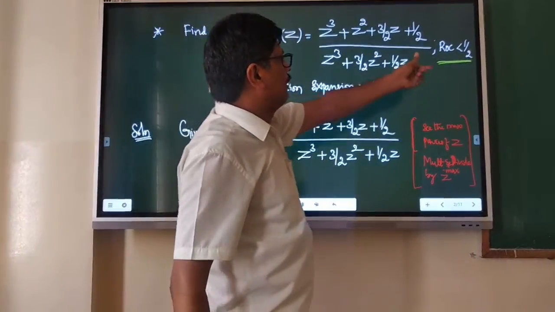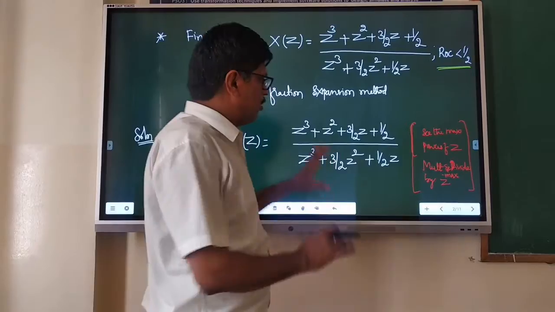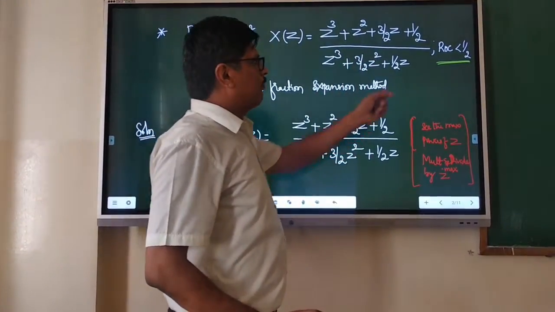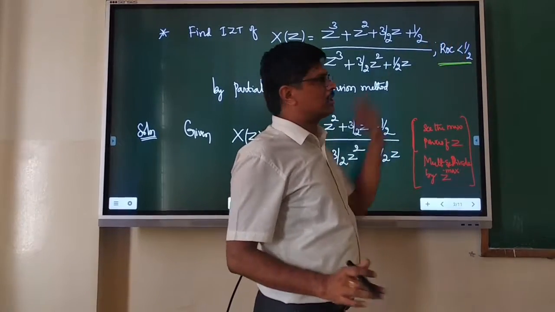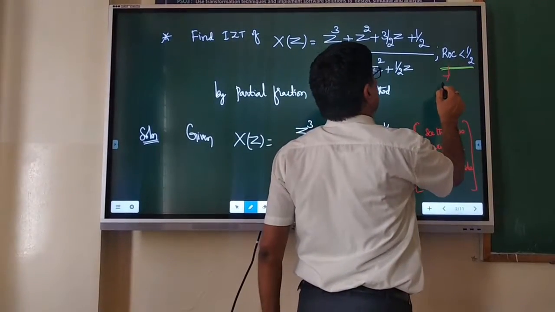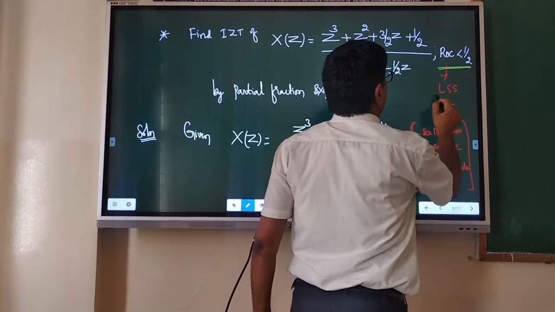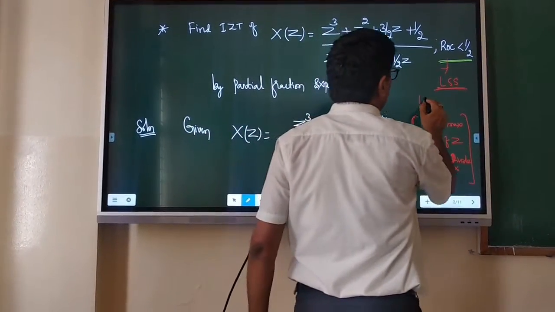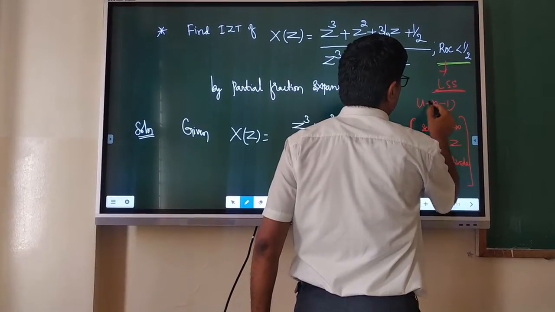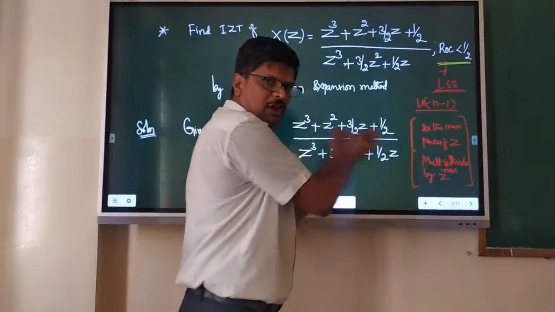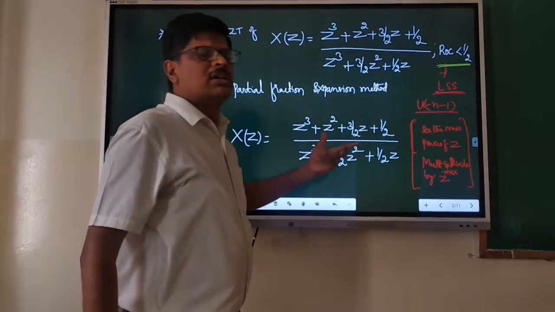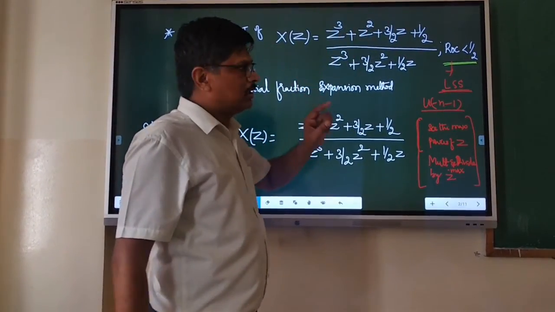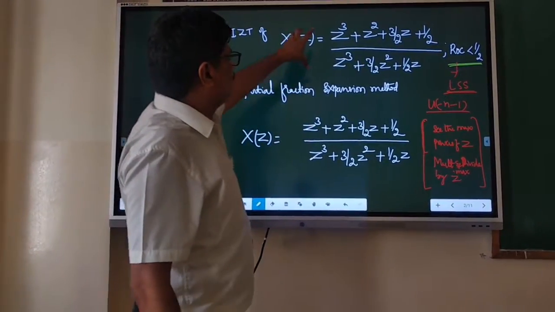By seeing the problem, we will understand. The problem is very simple; we only should understand the initial lines. For example, ROC mod z less than 1 by 2 is given. Then what is the meaning? It is a left-sided sequence, so you will get u of minus n minus 1. The left half of the sequence you will get. That is the first look you will understand.